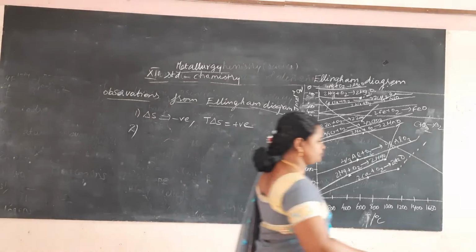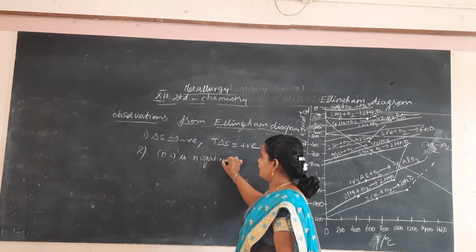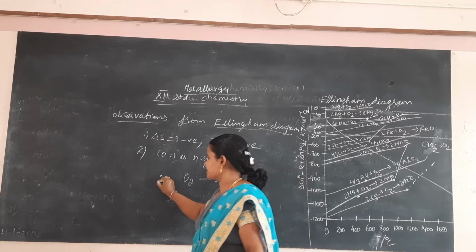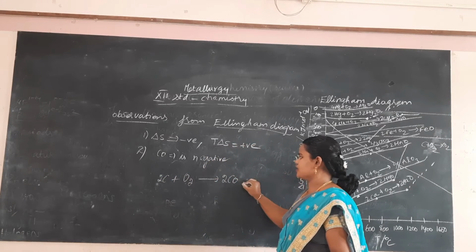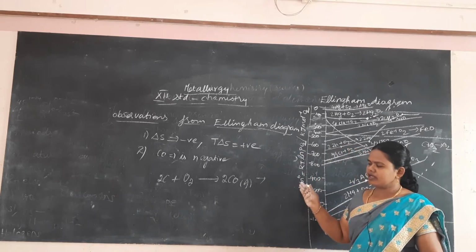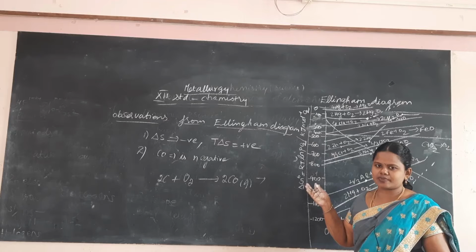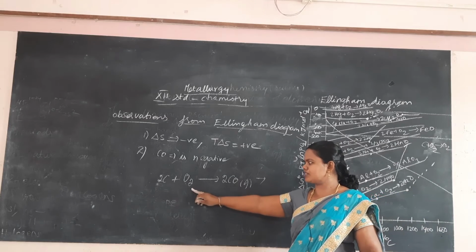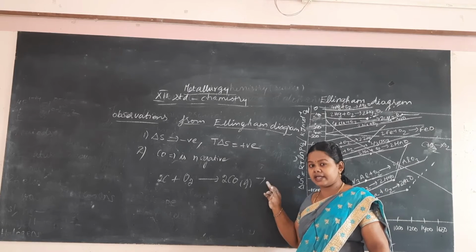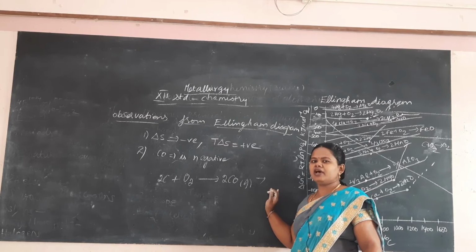Then the second point, the graph for the formation of carbon monoxide has a negative slope. Here 1 mole of oxygen is involved in forming 2 moles of carbon monoxide gas, and T delta S is positive. So it indicates that carbon monoxide is more stable. So this carbon monoxide can be used as a reducing agent.